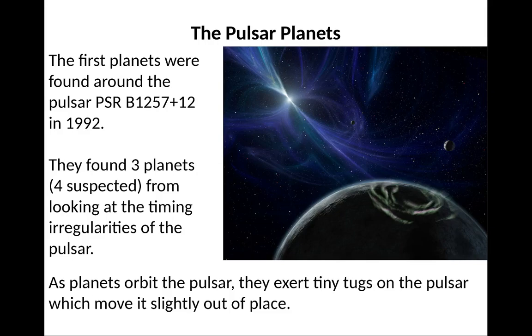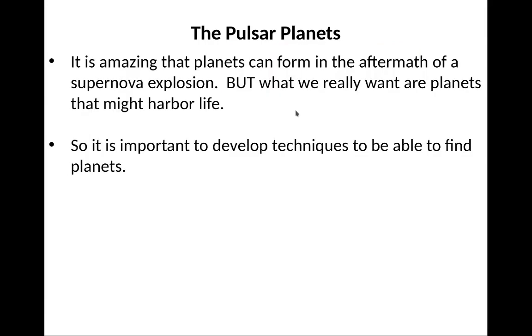They found 3 planets from looking at timing information of this pulsar, looking at the irregularities. As the planets move around the pulsar, they exert tiny tugs on the pulsar, which results in the pulses being slightly out of place. As a result, the pulses arrive slightly earlier or slightly later. So you could tell that there are planets around this star. This was amazing because it was thought these planets could not possibly survive a supernova explosion. So they probably formed after the supernova explosion.